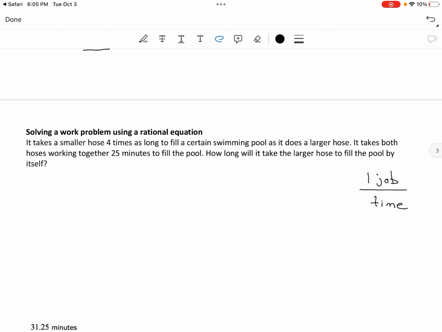Now, we're going to build an equation, and going to what their question is: how long will it take the large hose to do the pool by itself. So what we'll do is we'll let x be the time, right? Because we're looking for the time. Let x be the large hose time to fill up the pool all by itself.